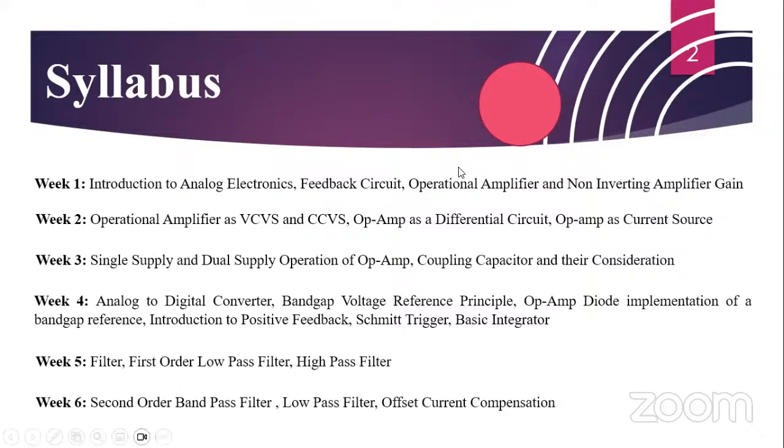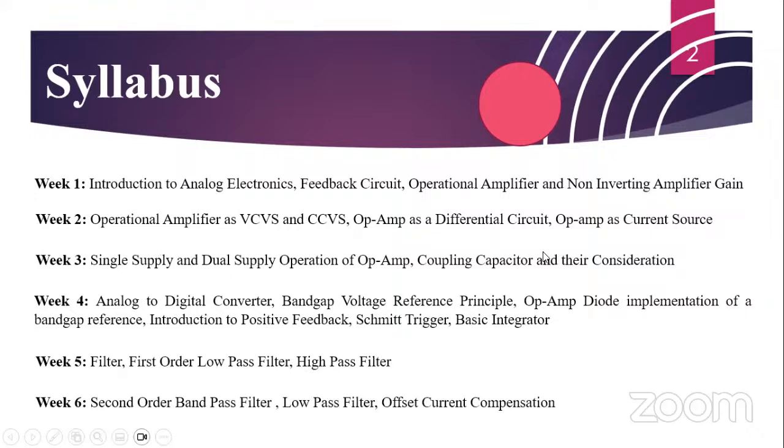Now we use this operational amplifier in the second week. We discuss the operational amplifier's different applications, such as a voltage controlled voltage source (VCVS), a current controlled voltage source, then as a differential circuit and as a current source.